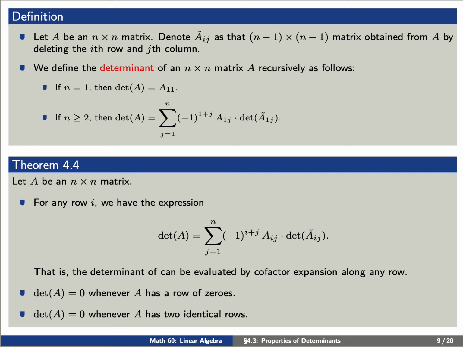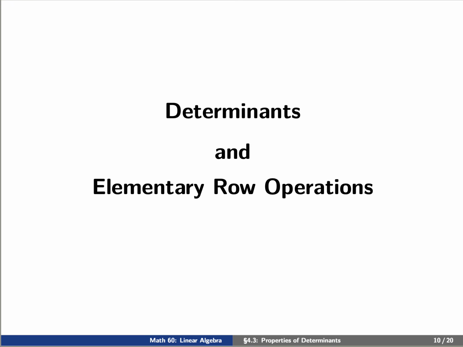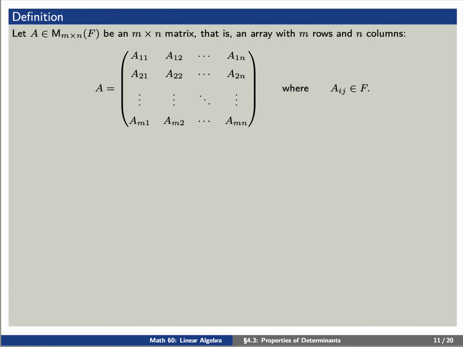Next, the determinant of A is 0 whenever either A has a row of zeros or when A has two identical rows. We're going to use this today to talk about more properties of determinants and how they're related to elementary row operations. First, let's remind ourselves what an elementary row operation is.